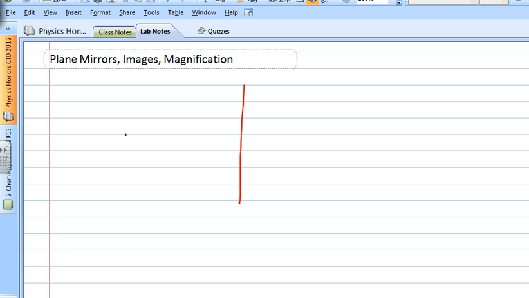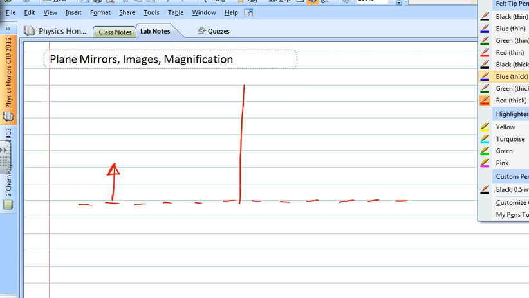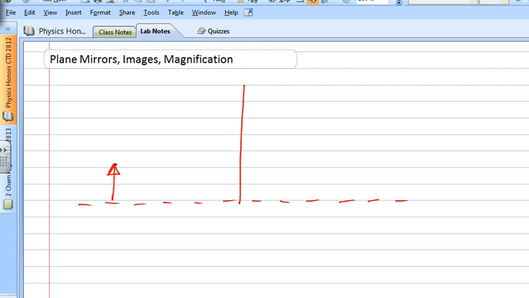So usually what we do is we make an object. Sometimes I'll just draw an arrow, and this is kind of a side view of the mirror. So what we'll do is we will trace a couple of rays of light coming out of the tip of the arrow and a couple of rays coming out of the base of the arrow. And what we'll see is that if we follow the law of reflection, then we will form an image.